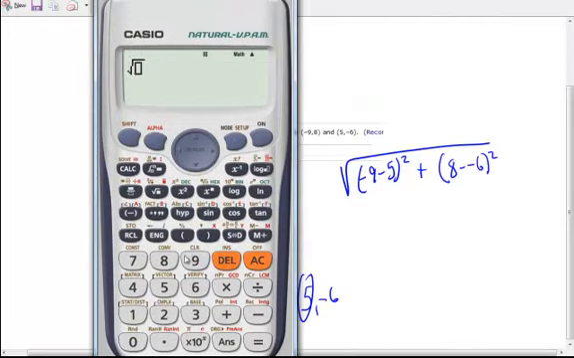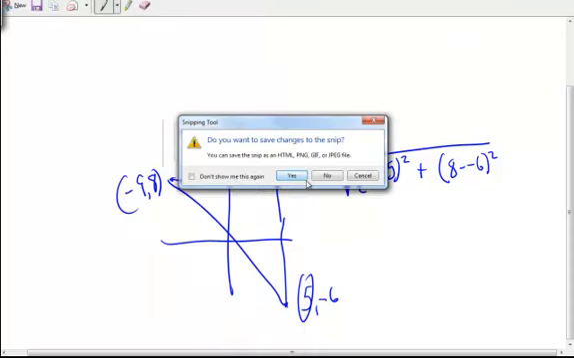Square root key, parentheses key, -9 minus 5, close parentheses, and then you would square it, add 8 minus -6, close parentheses, squared, and then when you press equals, you'll get your answer. Next one.